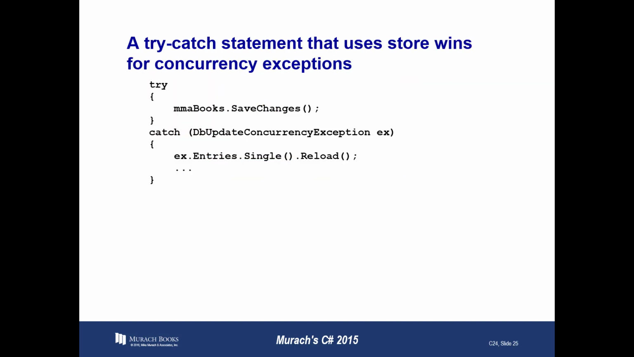Okay? There's a try-catch statement that uses, it says, store wins for concurrency exceptions. We already know what concurrency is. That's when you have a situation set up where more than one user can open up the same table at the same time. And the worry then is if you've got two users who are changing the same table, and even more than that, are changing the same record in the same table, and they're doing it at virtually the same time, does one overwrite the other's changes?